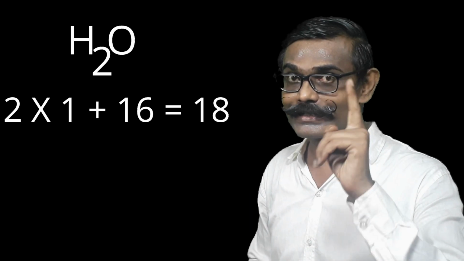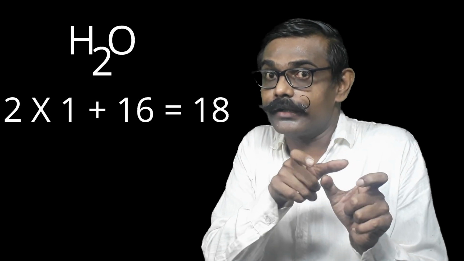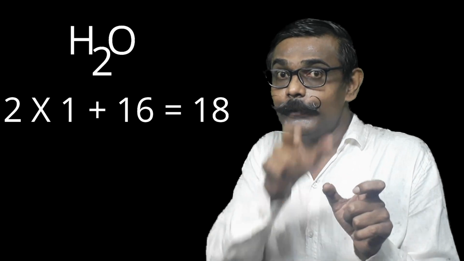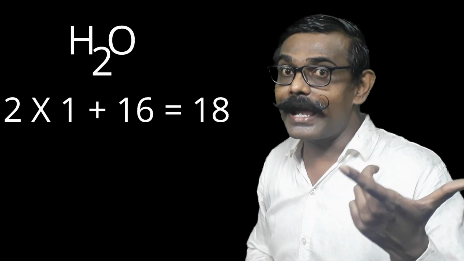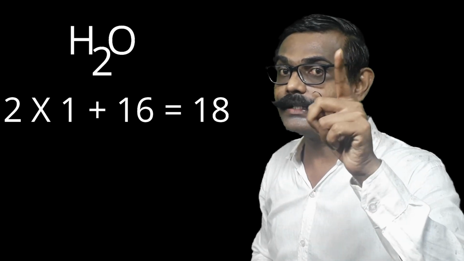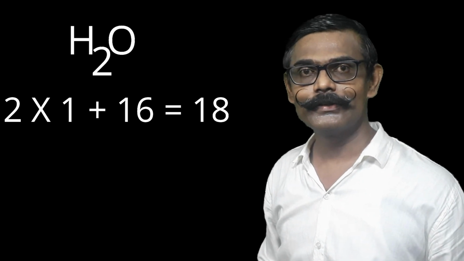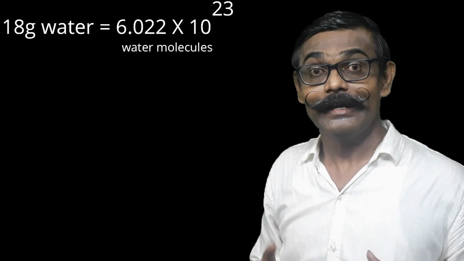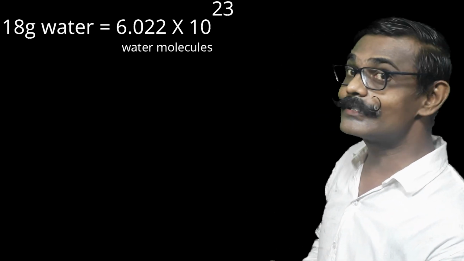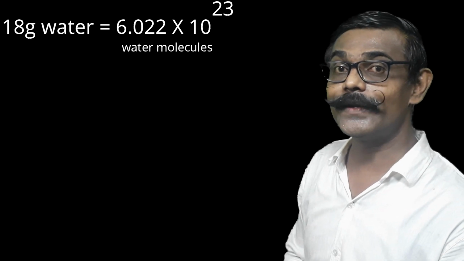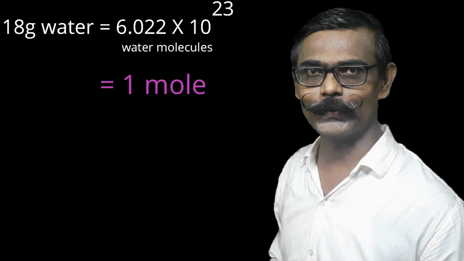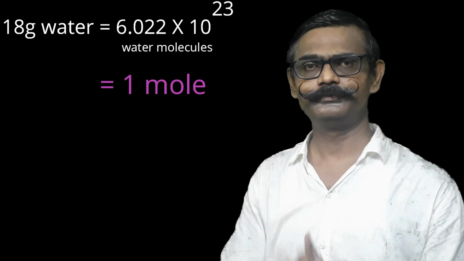Avogadro's number's specialty is that if we take the weight, let it be atomic weight or molecular weight, in grams, we will find Avogadro's number of species in that much quantity. The molecular weight of water is 18, so 18 gram of water will possess Avogadro's number of molecules, 6.022 into 10 raised to 23, and that number is nothing but the mole. 1 mole of H2O means 18 gram.